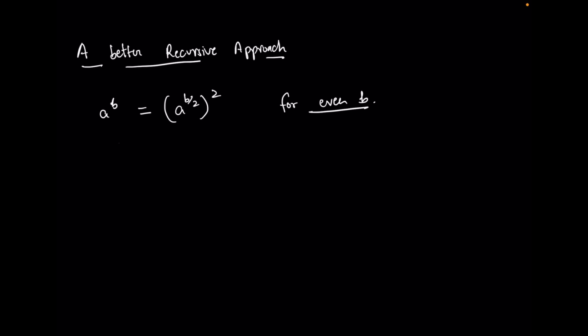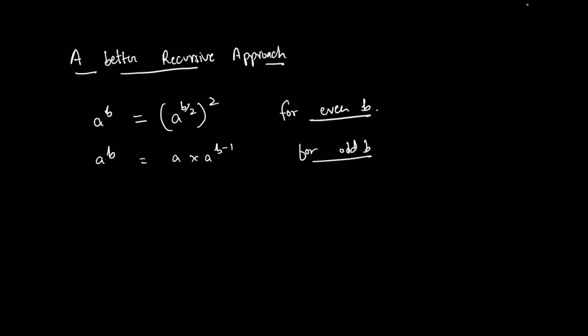Now, what happens if b is odd? If b is odd, we can simply use the same recursive relation that we were using in our previous approach, and that's it, right? So this recursive approach should be a little better, right? Because for even b's, we have a much smaller subproblem now, right? We've reduced the power that we need to calculate by half instead of reducing it by 1, right? But this is only for even b's, right? Not for odd b's.